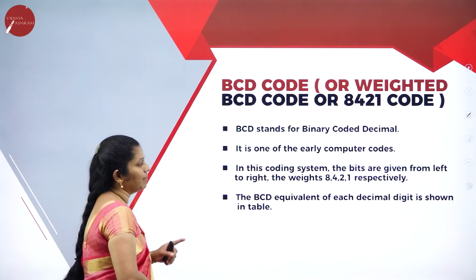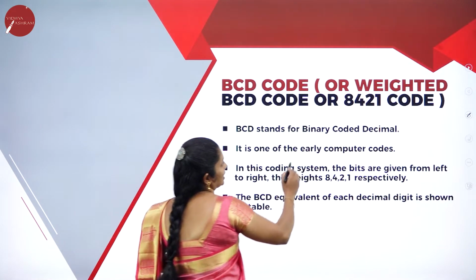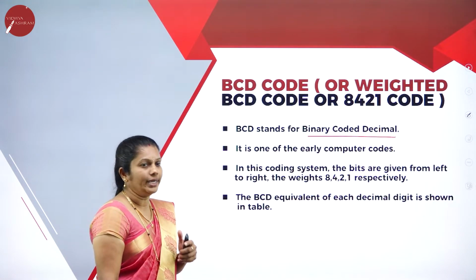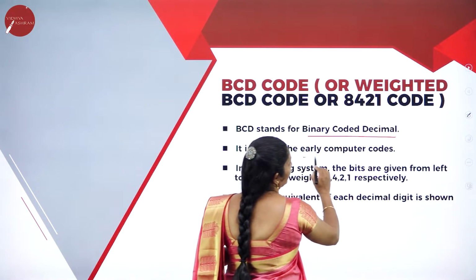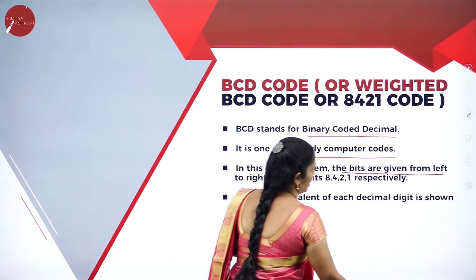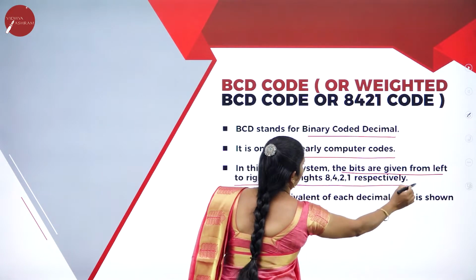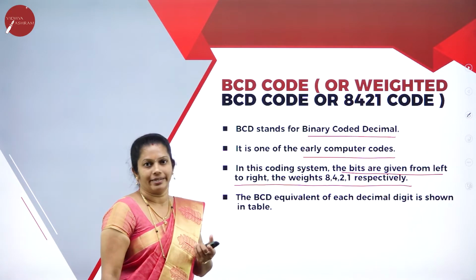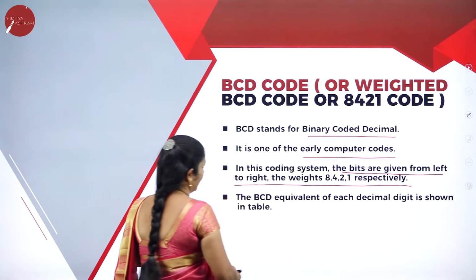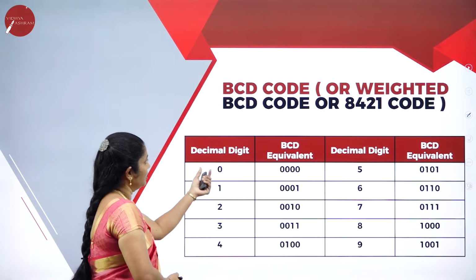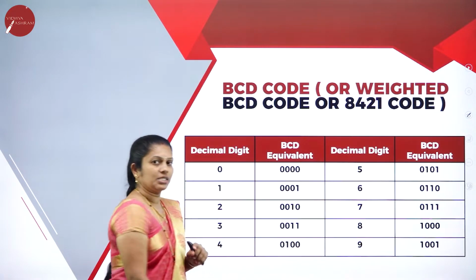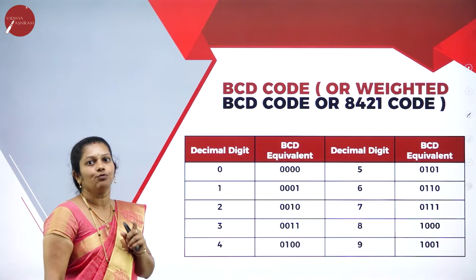First we will explain BCD code. BCD stands for binary coded decimal. It is one of the early computer codes. In this coding system, the bits are given from left to right with weights 8421 respectively. Then the BCD code equivalent of each digit is shown in the table. Consider the digits 0, 1, 2, 3, 4, 5, 6, 7, 8, 9. That means to represent each digit, we have to use 4 bits.